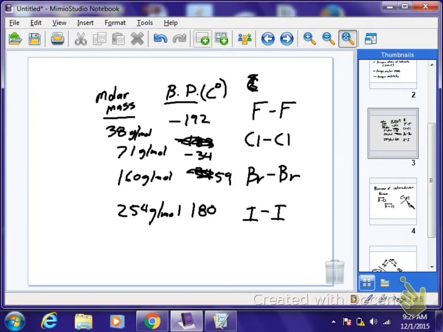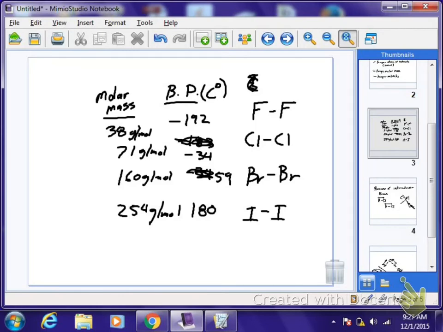Okay. Just to finish up our thoughts. When you look at fluorine, it has the lowest molar mass. So there's a trend in molar mass, right? It gets bigger. And the boiling point, what happens to it? Gets bigger, or larger boiling points. Okay?